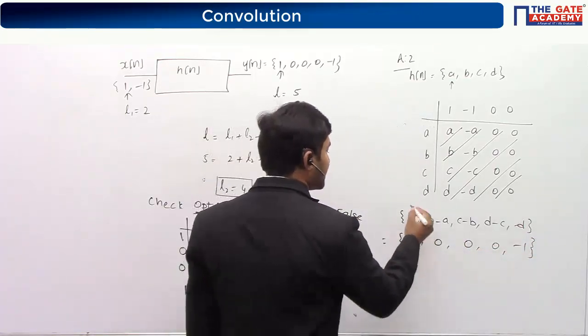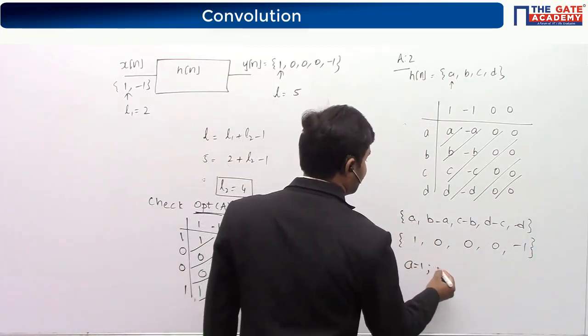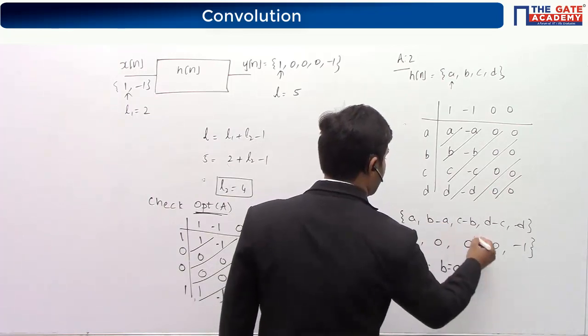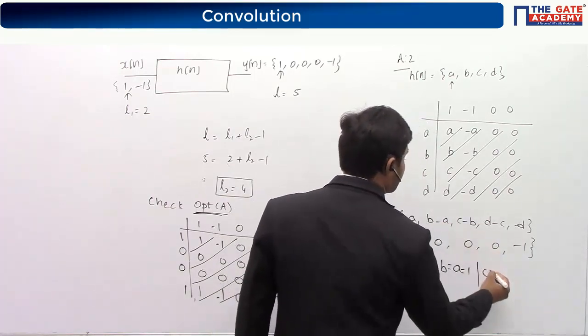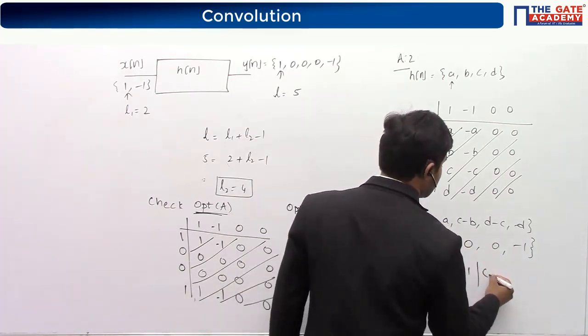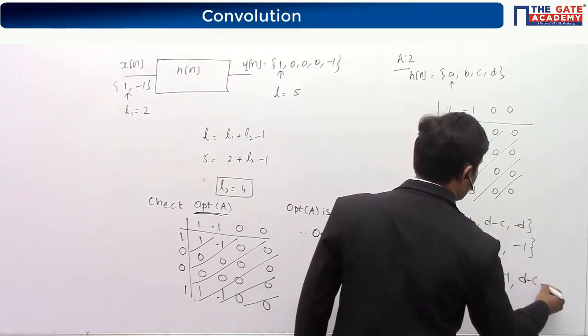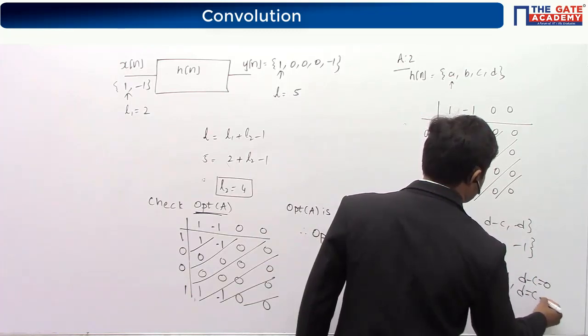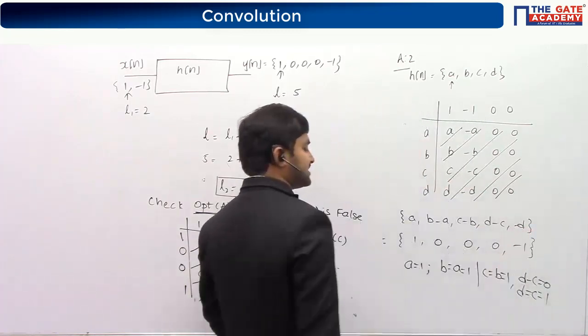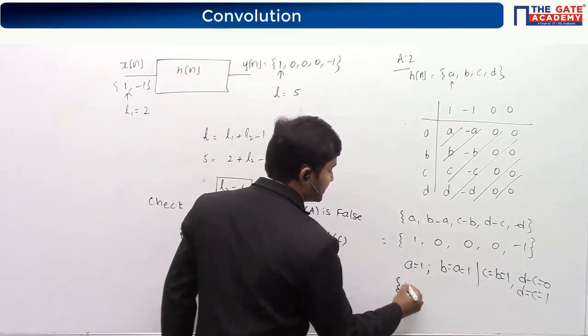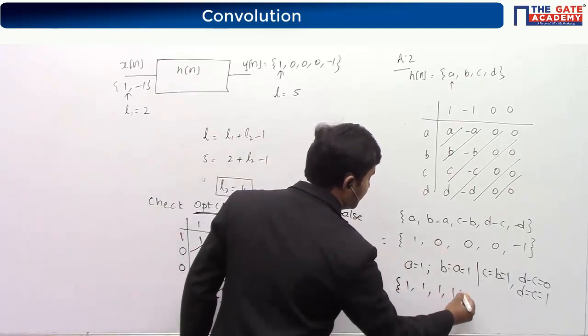So the value of A is 1. The value of B is equal to A, which is equal to 1. The value of C minus B is equal to 0, so C is equal to B is equal to 1. D minus C is equal to 0, so D is equal to C is equal to 1. And the last one is D is equal to 1. So you can see that all the samples that we have considered, A, B, C, D, are all 1, 1, 1.